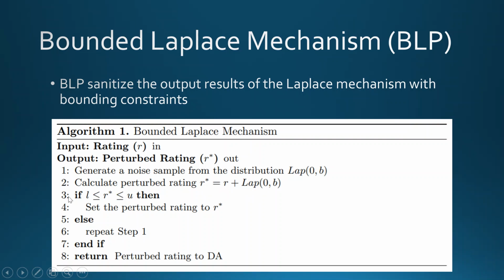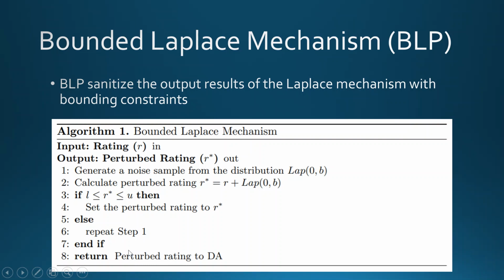We have a domain, a bounding constraint, and the perturbed rating is compared against this bounding constraint, to check whether it falls within it. If the perturbed rating falls within the given constraint, then the perturbed rating is set to R star. If not, we regenerate the noise sample until the perturbed rating falls within the given bounding constraint. Once it does, we send the perturbed rating to the data aggregator.